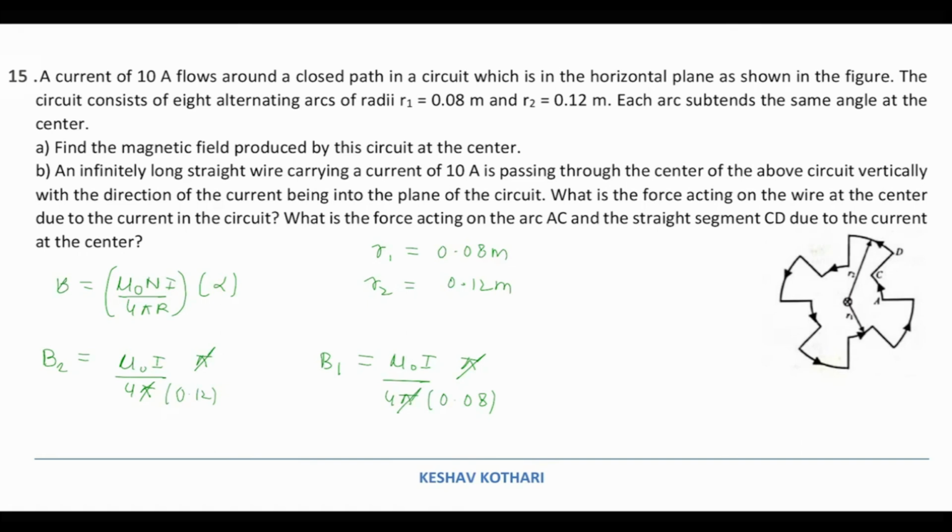Since all of them are producing the magnetic field in such a way that the direction of magnetic field is directed outside the plane of the screen, that is directed outwards, the two values must be added together to give us the net value of magnetic field. Hence B net is going to be the sum of B1 plus B2, and it will be directed outside the plane of the screen.